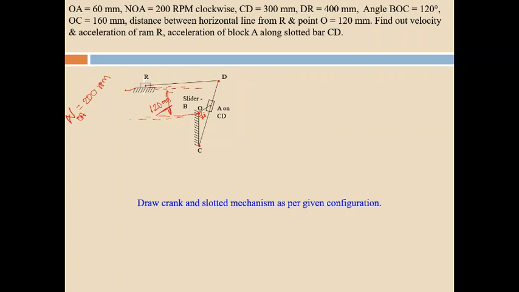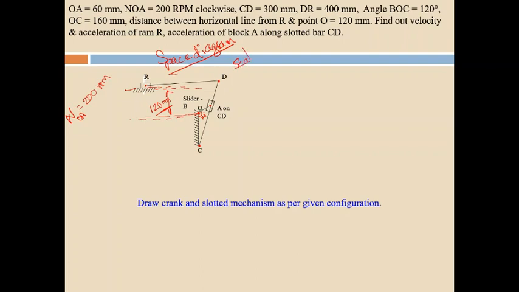Based on these given dimensions, you have to draw the space diagram. First of all, you have to draw this space diagram. It should fit inside the sheet. It should not be too big or too small, because based on the space diagram only we are going to draw the velocity diagram and then the acceleration diagram. So you have to scale it.